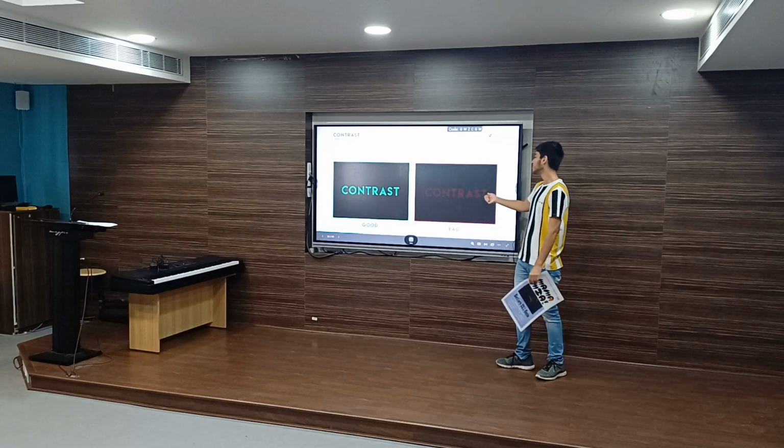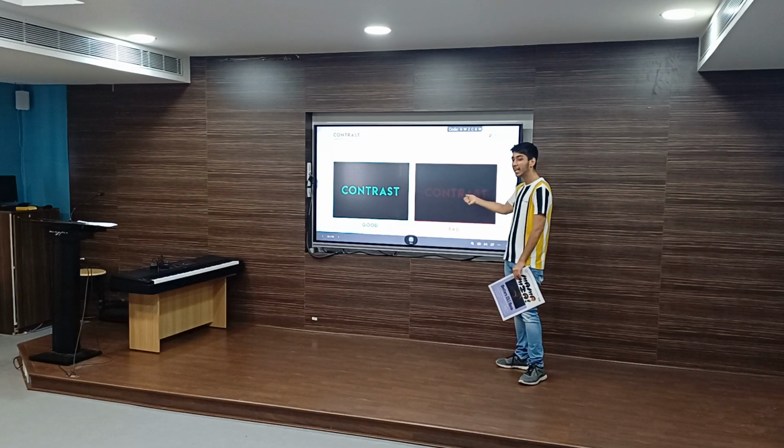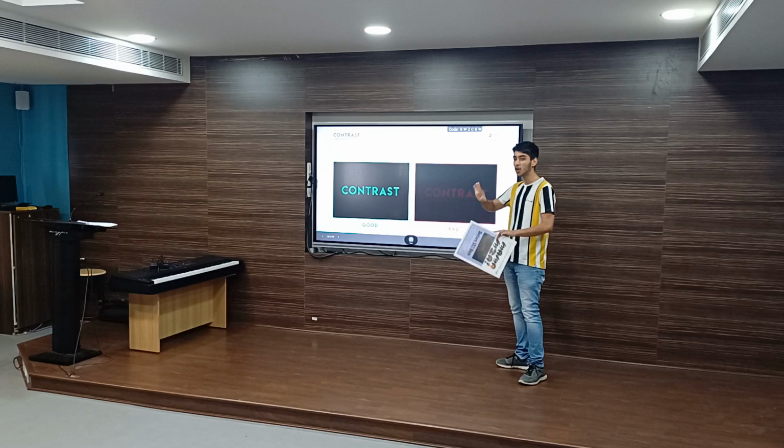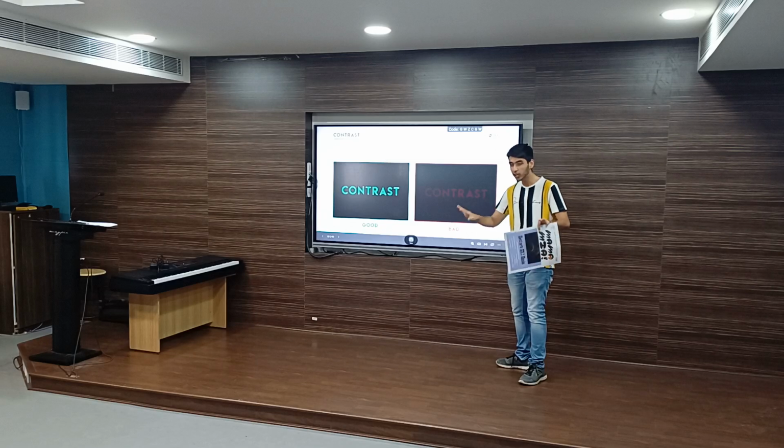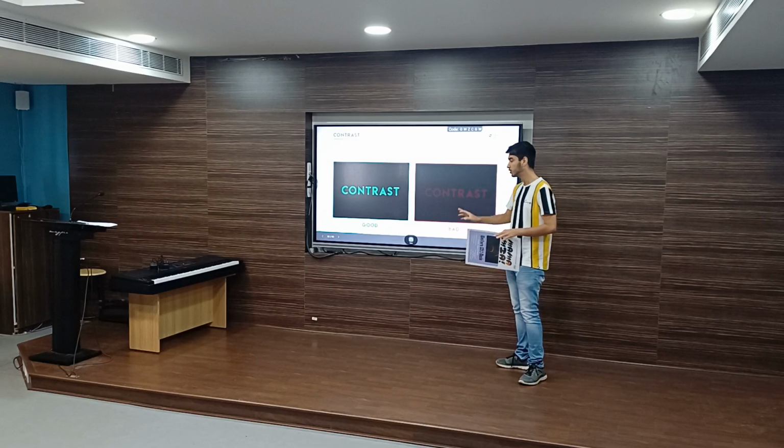The same thing I was telling you. Look at the red here. It's not really highlighted. Look at the green there. That's basic contrast. You have to keep that in mind. If your contrast is bad, your design won't even be seen. Forget looking good, it won't even be seen.